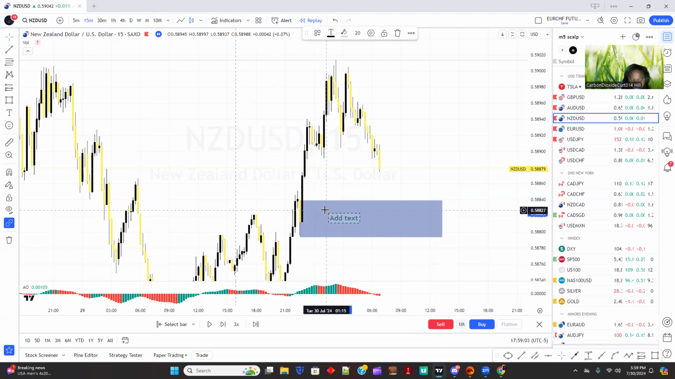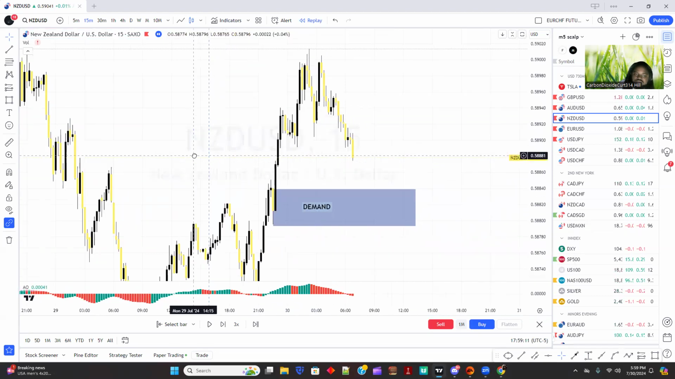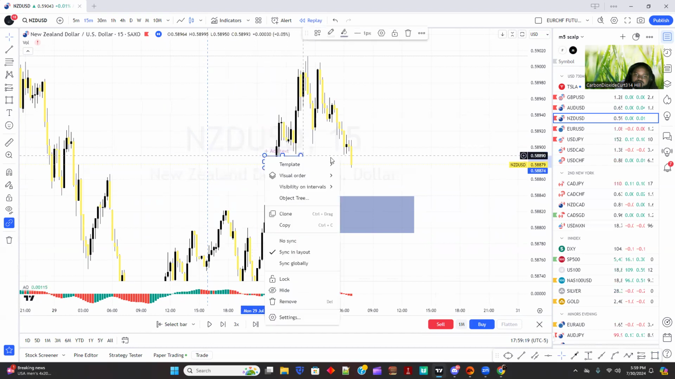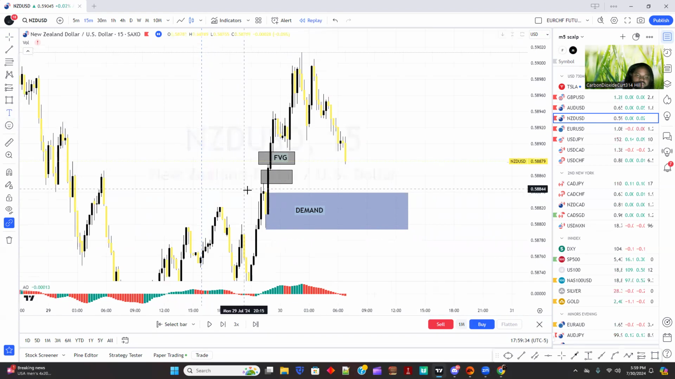So let's put right here, demand. So that's your demand, right? How do we know to take this demand? Well, it's simple. If you look, from this wick to that wick, let me make it a different color, a fair value gap, from wick to wick. That's a fair value gap. And then there's another one right here. When you get these wick to wick fair value gaps, it's showing you that the market wants to go back down and touch that demand.